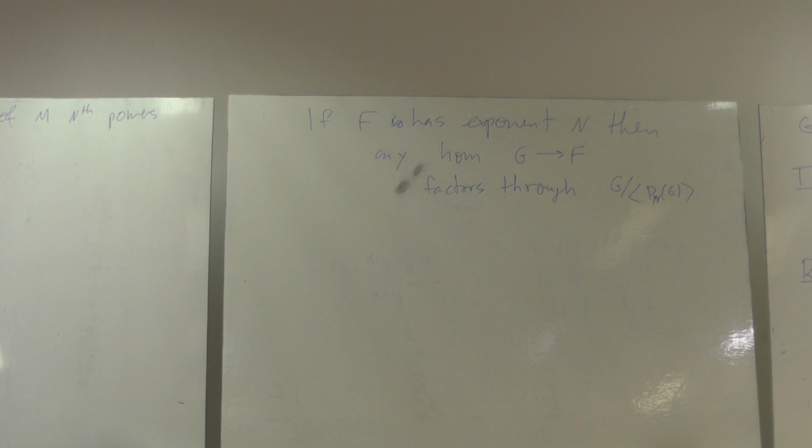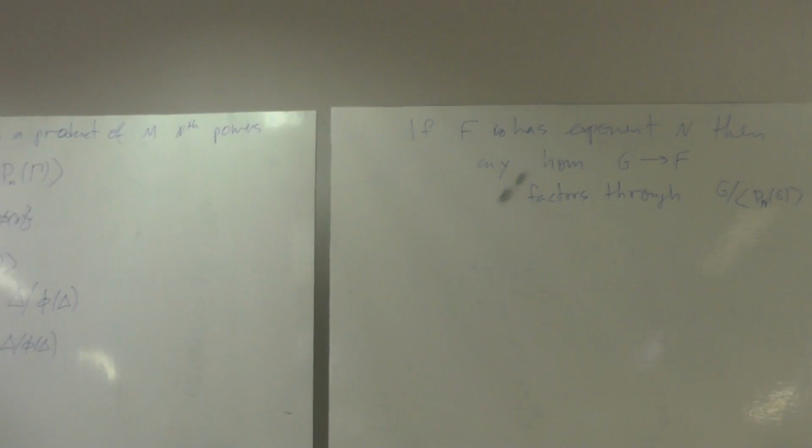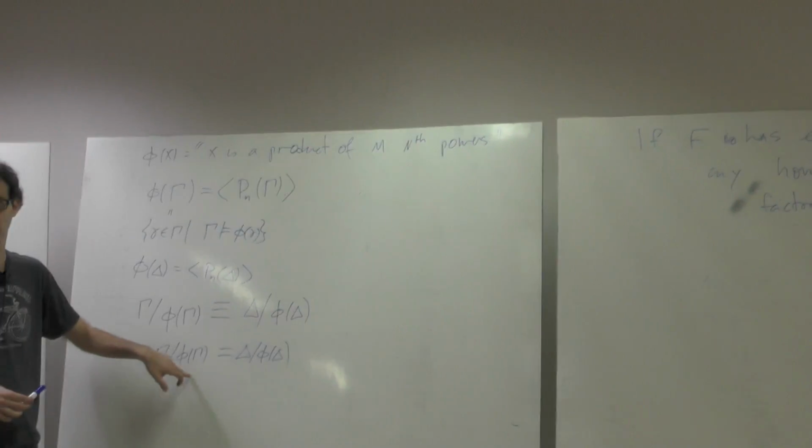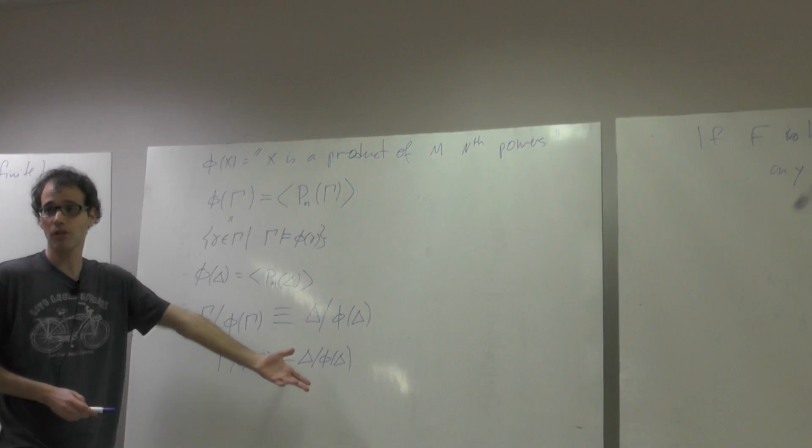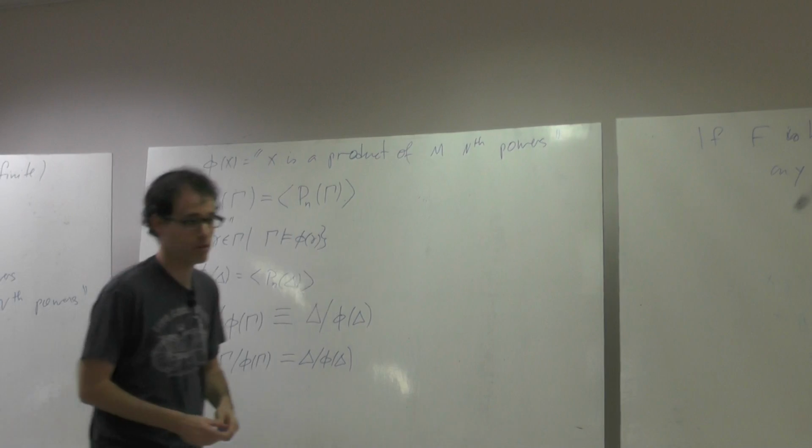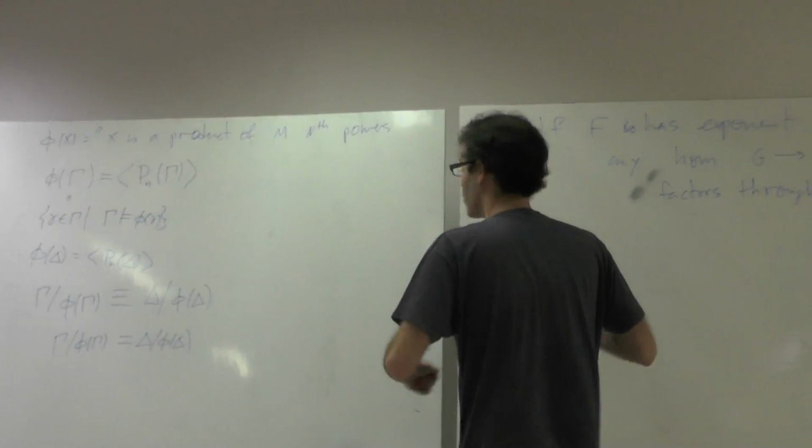So let me say this again. Let me summarize. Every finite quotient of gamma or of delta factors through one of these subgroups. But these subgroups are isomorphic. So the set of finite quotients is the same. So this is step one.